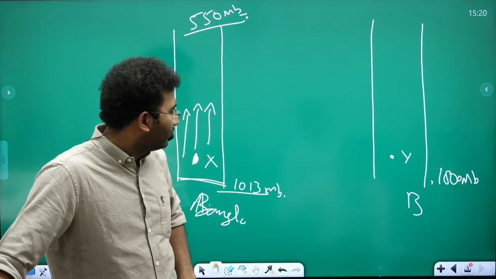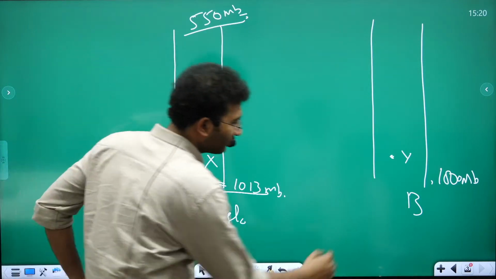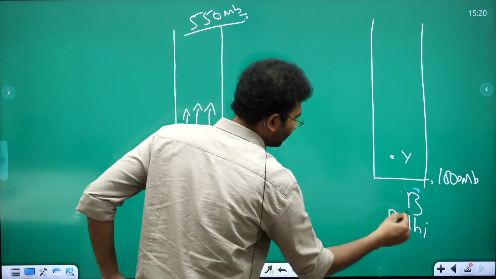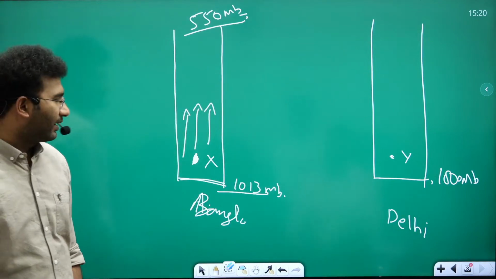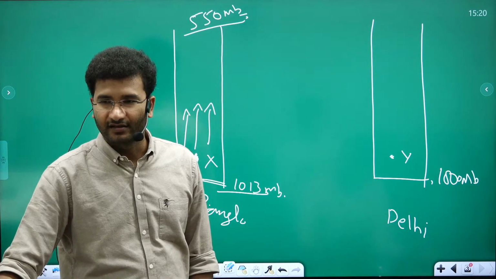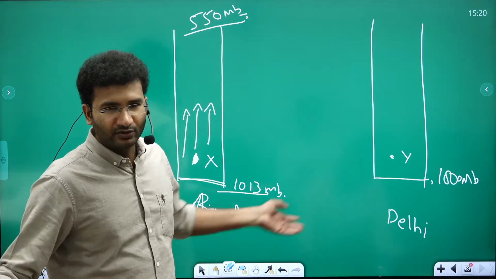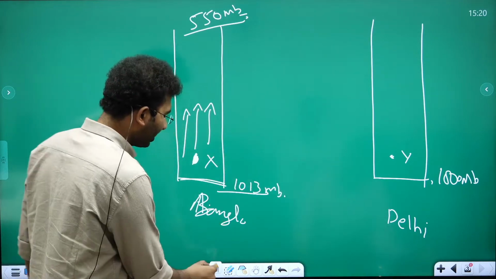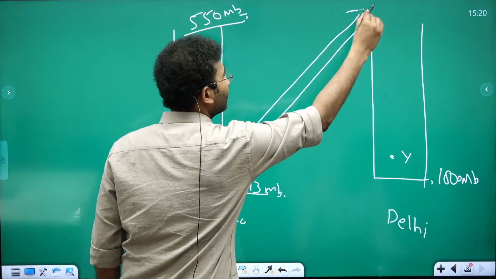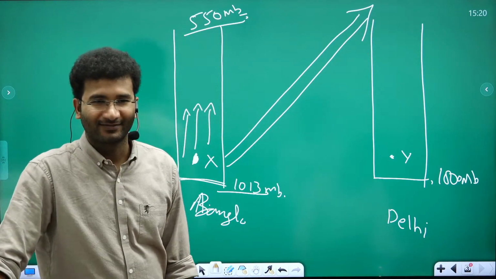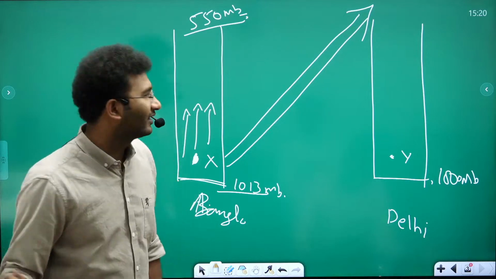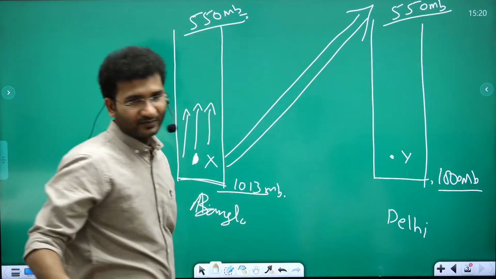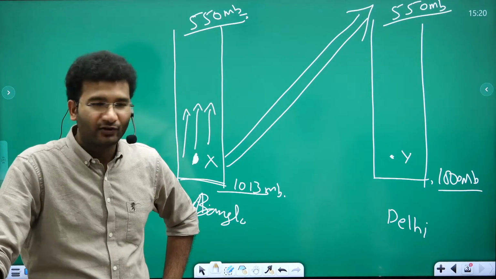Now suppose the pressure is 1013 millibars here, and the pressure is 1000 millibars there. Where do you find high pressure? This is Bangalore. Let's call this Delhi, for our understanding. So the pressure is more at Bangalore, and the pressure is less at Delhi. So the wind will be moving from Bangalore to Delhi, right? And this is how the wind moves. So will the wind move like this? But I said here it is 1010, so here assume 550 millibars. Will the wind move like this? The wind will not move like this.